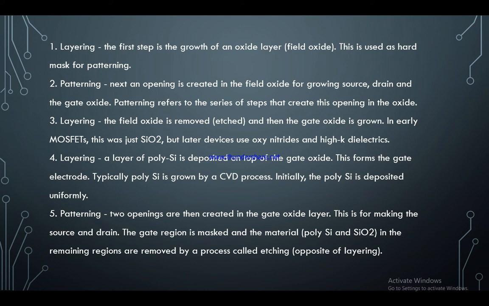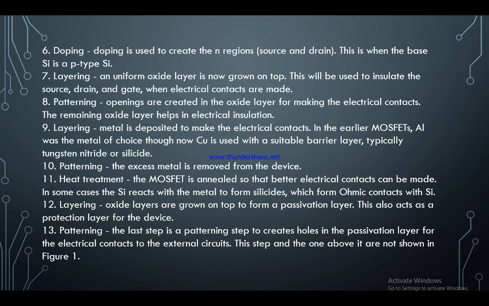Patterning. Two openings are then created in the gate oxide layer. This is for making the source and drain. The gate region is masked and the polysilicon and silicon dioxide in the remaining region are removed by a process called etching. It is just the opposite of layering. Doping. Doping is used to create the N region, source and drain. This is when the base silicon is a P-type silicon.